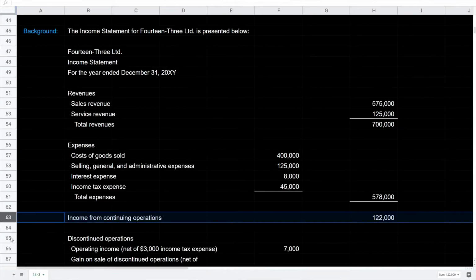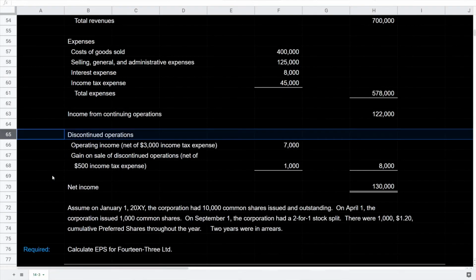So on a corporate income statement, we separate continuing operations, that is the operations that are expected to continue into the future, from discontinued operations. That refers to the operations that have been discontinued and will not continue in the next fiscal year. Let's take a look. So we can see that we have discontinued operations.